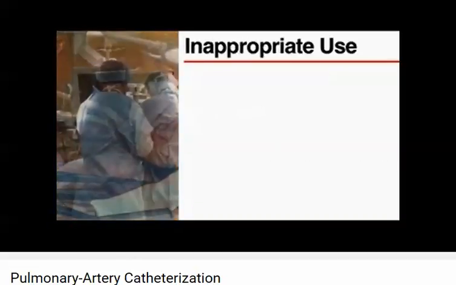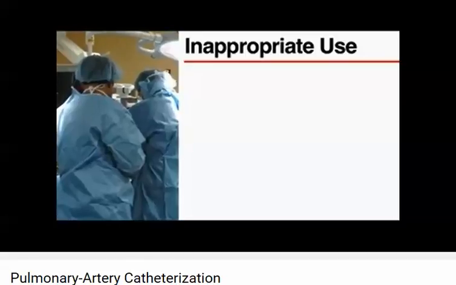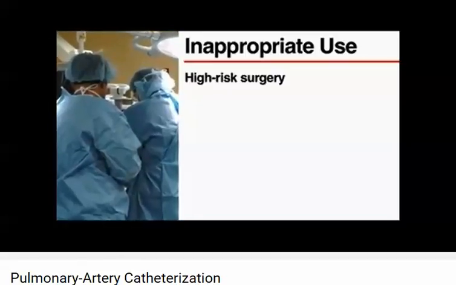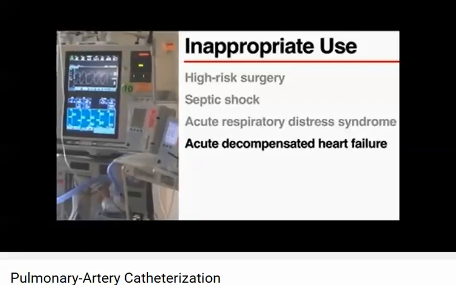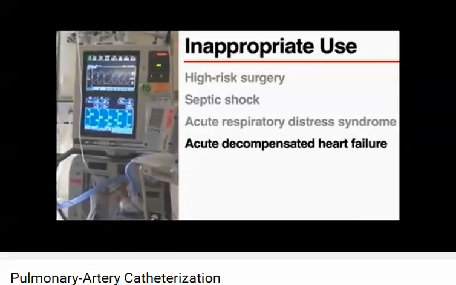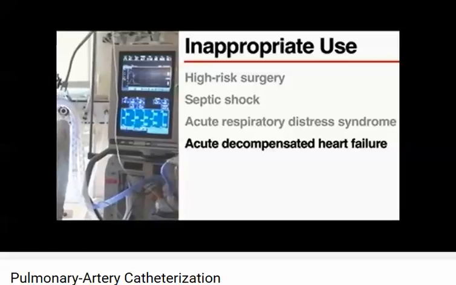transplantation. Pulmonary artery catheterization should not be part of the routine treatment of patients who are undergoing high-risk surgery or who have septic shock, acute respiratory distress syndrome, or acute decompensated heart failure. In these populations, randomized trials have shown no benefits and possible harms.